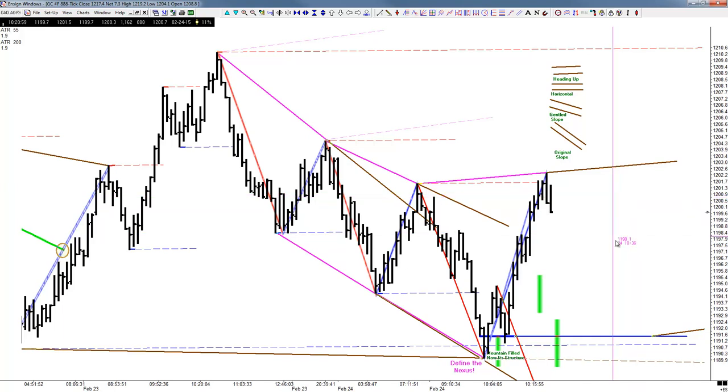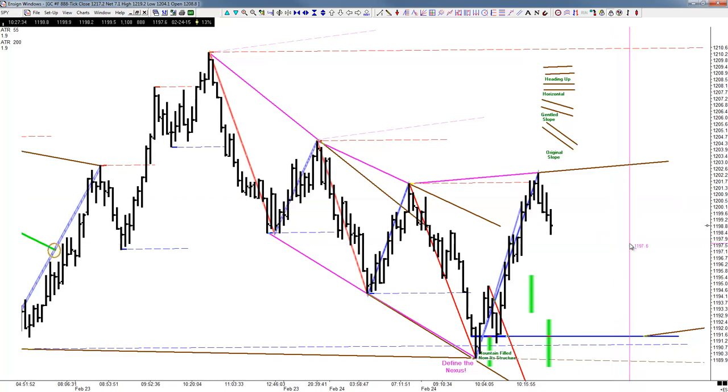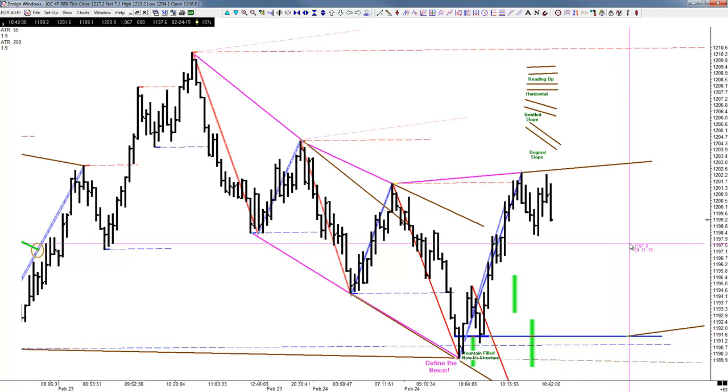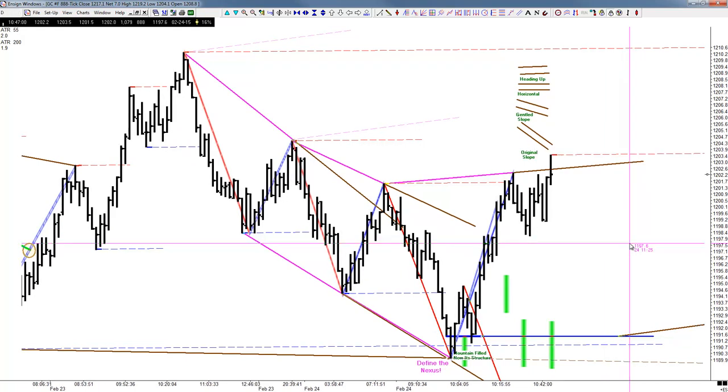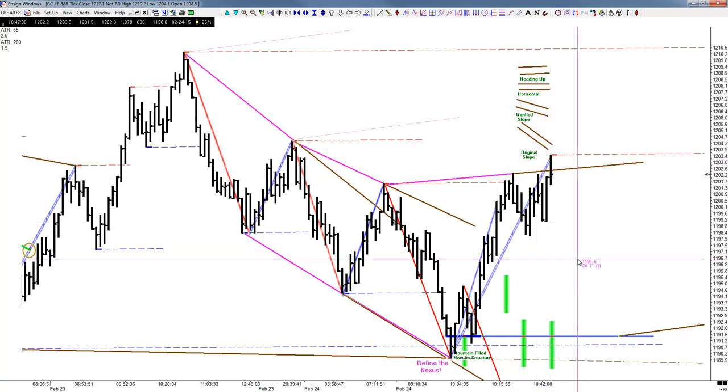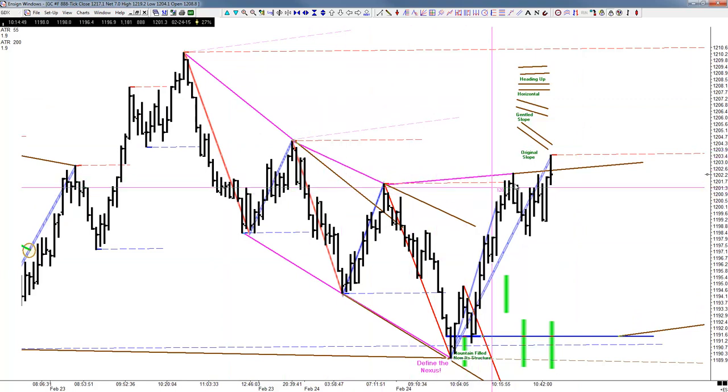Okay. Let's see what we get. We test the top, fail, test the top, make a new high. So, crap, not what I wanted to do. So now, not only are we gentling, now we're even breaking our upsloping top. Do you see that?